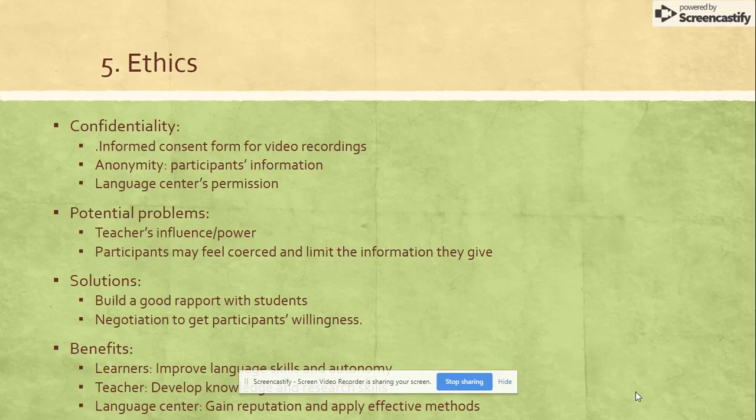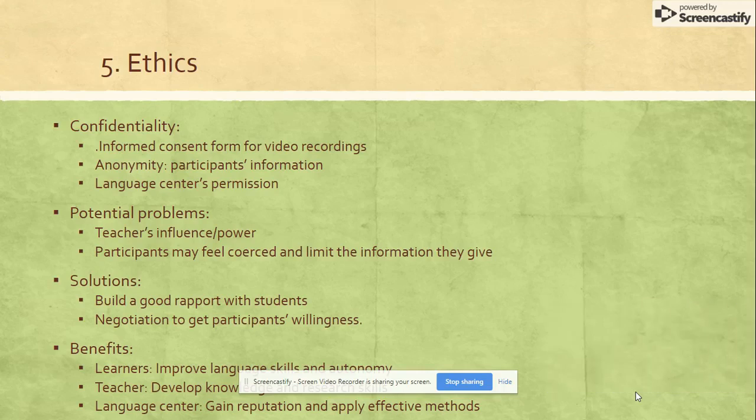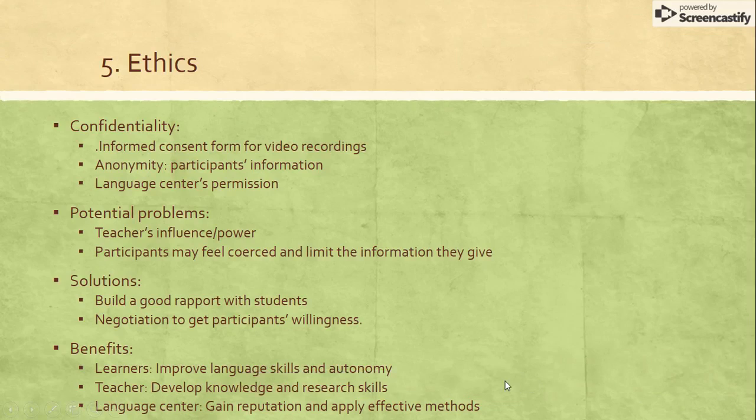The implementation of this research would bring some benefits for sure. To the learners, it will improve language skills and autonomy. To the teachers and the researcher as well, it can help to develop skills and knowledge, and also inspire themselves in their career path. And finally, to the center, it can gain reputation and apply effective methods into teaching later on.